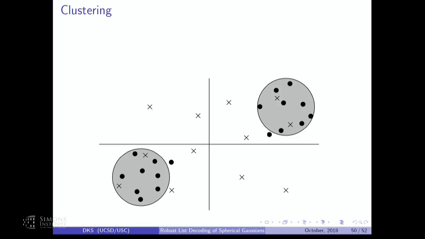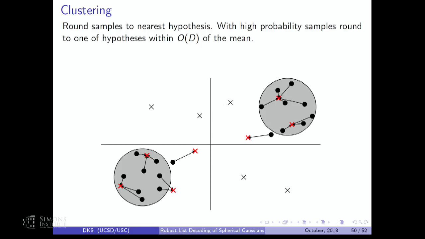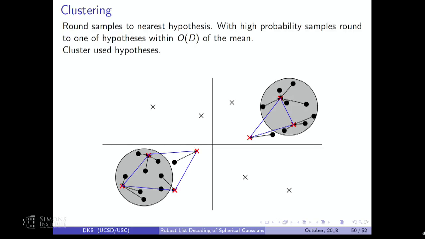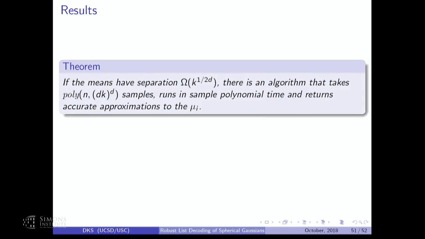And if furthermore you assume that the pairwise means are reasonably well separated from each other, separated by more than the error in our list decoding algorithm, then having these hypotheses actually allows you to do clustering in a very natural way. You just sort of round sample to the nearest hypothesis and cluster them together naturally. And this actually allows you to recover the original components. And so the result is that if the means of your components have separation something like k to the 1 in 2d, then this algorithm takes something like polynomial in n and dk to the d samples, runs in polynomial time, and returns accurate approximations to the means of the components.